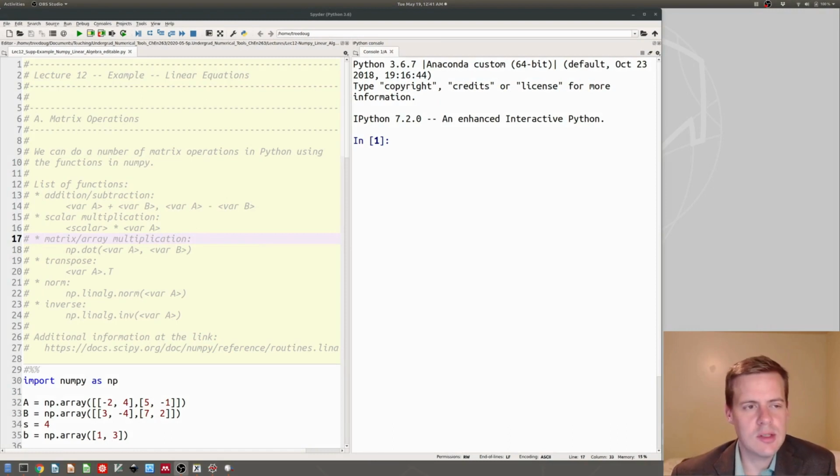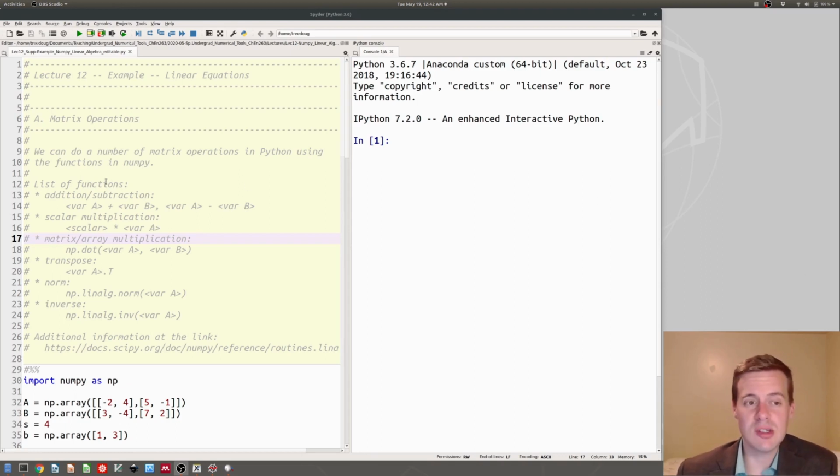Hi everyone, this is a supplement to lecture 12 on how to solve linear systems. And in this video I'm going to show you how to use Python's built-in tools, I guess through the Numpy library, actually not built in, but through the Numpy library to solve linear systems. So let's go ahead and get started.